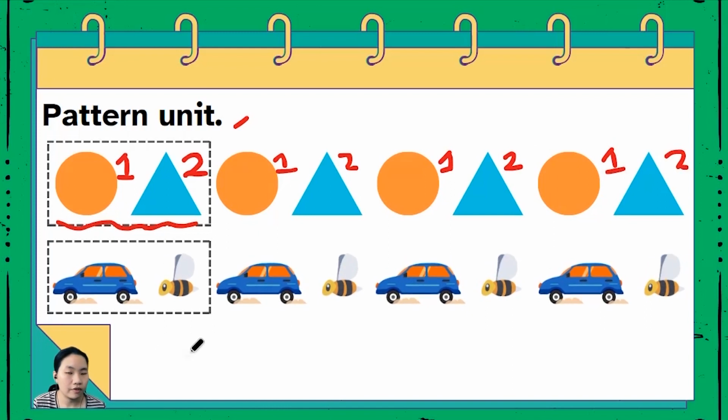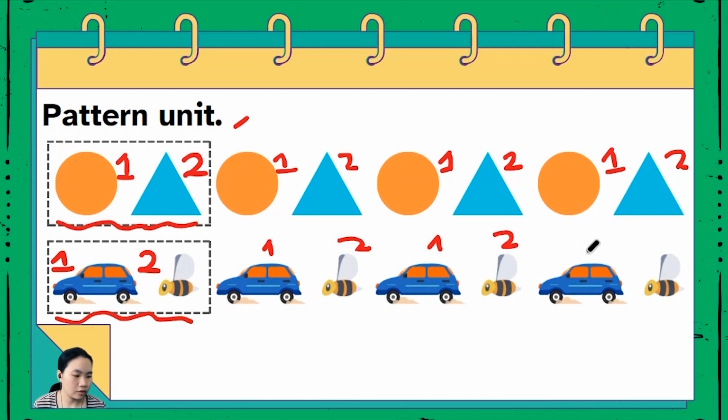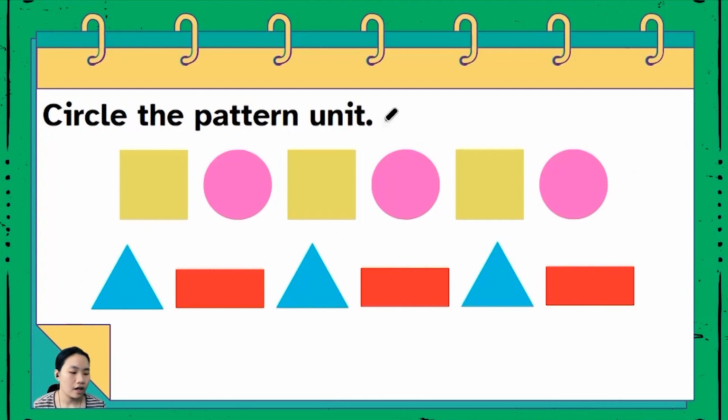Now down here we have cars and bees. And as you've seen, I have outlined the pattern unit already. One car goes before a bee. So the bee, I would assign it the number 2. 1, 2, 1, 2. I want you to define the pattern unit. I have 2 patterns over here, 1 and 2. Each of them have 2 objects or 2 elements, okay?